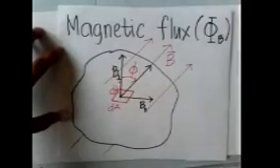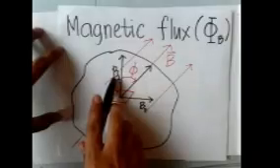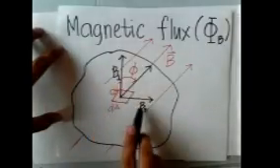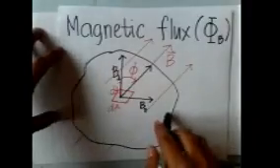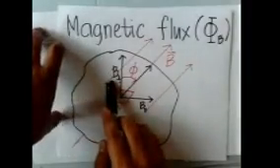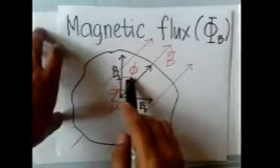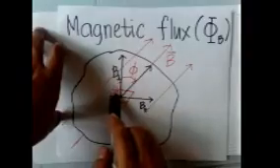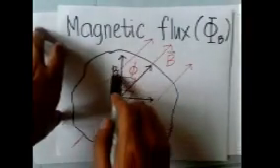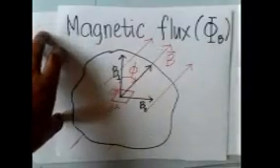Since the magnetic field has a component perpendicular to the surface and a component parallel to the surface, the B perpendicular to the surface is equal to B cosine phi. Phi here is the angle between the direction of the component of the magnetic field perpendicular to the surface and the direction of the magnetic field.